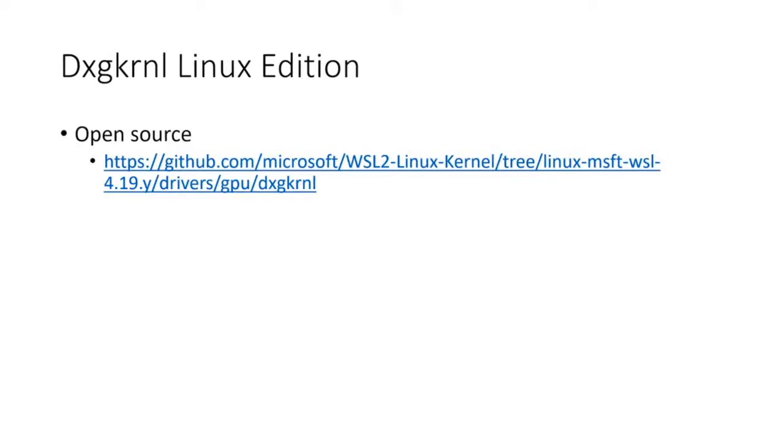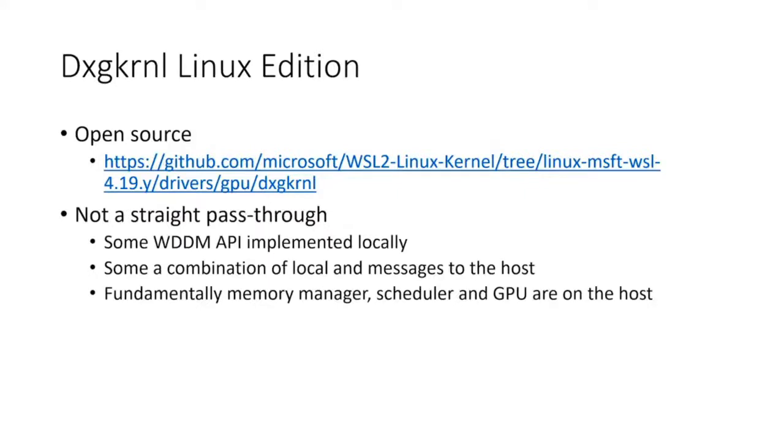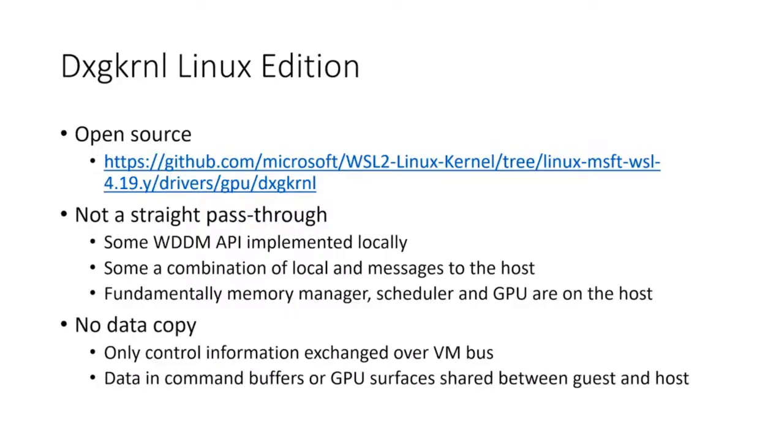This DXG kernel, the Linux edition, is open source. We have the code on our fork of the Linux kernel. And the two things that you should keep in mind for this kernel is that it's not a straight pass-through. We say, hey, we're projecting the API. Yes, fundamentally the memory manager and the scheduler are on the host. So there are requests we have to send to the host to do that. But you can think about it as some APIs are implemented locally, some are implemented remotely, some are implemented in a combination of both.